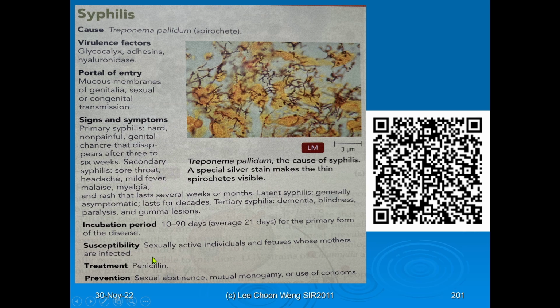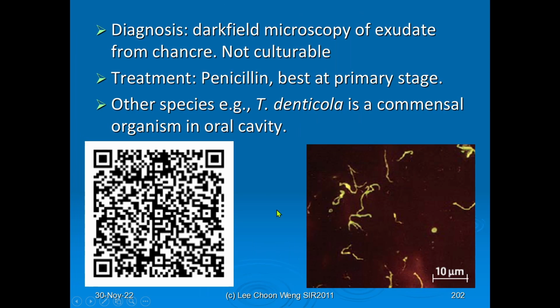Treatment is via penicillin. Prevention is via sexual abstinence, mutual monogamy, or use of condoms. Diagnosis is from blood serum using VDRL tests or dark field microscopy of exudates from the chancre, showing helical-shaped bacteria. The treatment is penicillin and is best given at the primary stage.